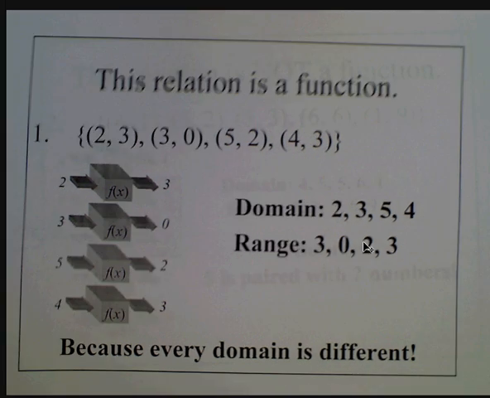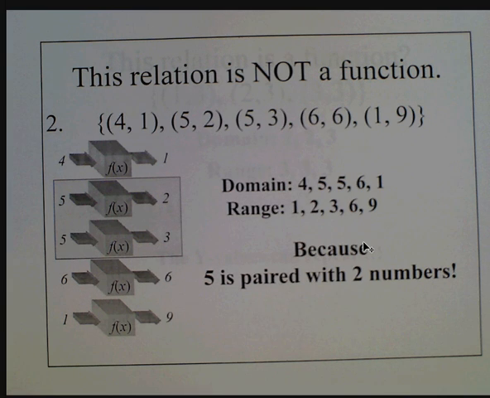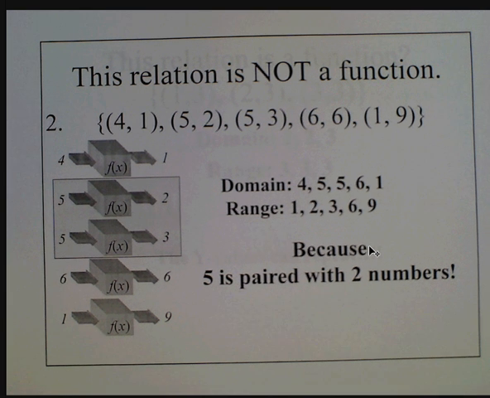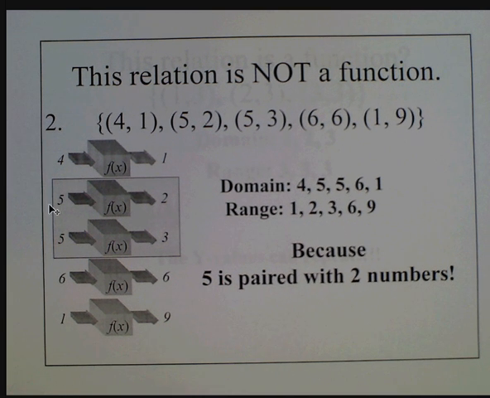Let's look at the second example. This one is not a function. Because if you look, you can see that when I put in the x value of 5, I get out 2. And if I put in the x value of 5, I also get out 3. And you're not allowed to do that with a function. 5 is only allowed to give us one y value. So you can see in the domain we have 4, 5, 5, 6, and 1. This is not a function. The x values repeat. 5 is paired with 2 numbers, and it's only allowed to be paired with one number.